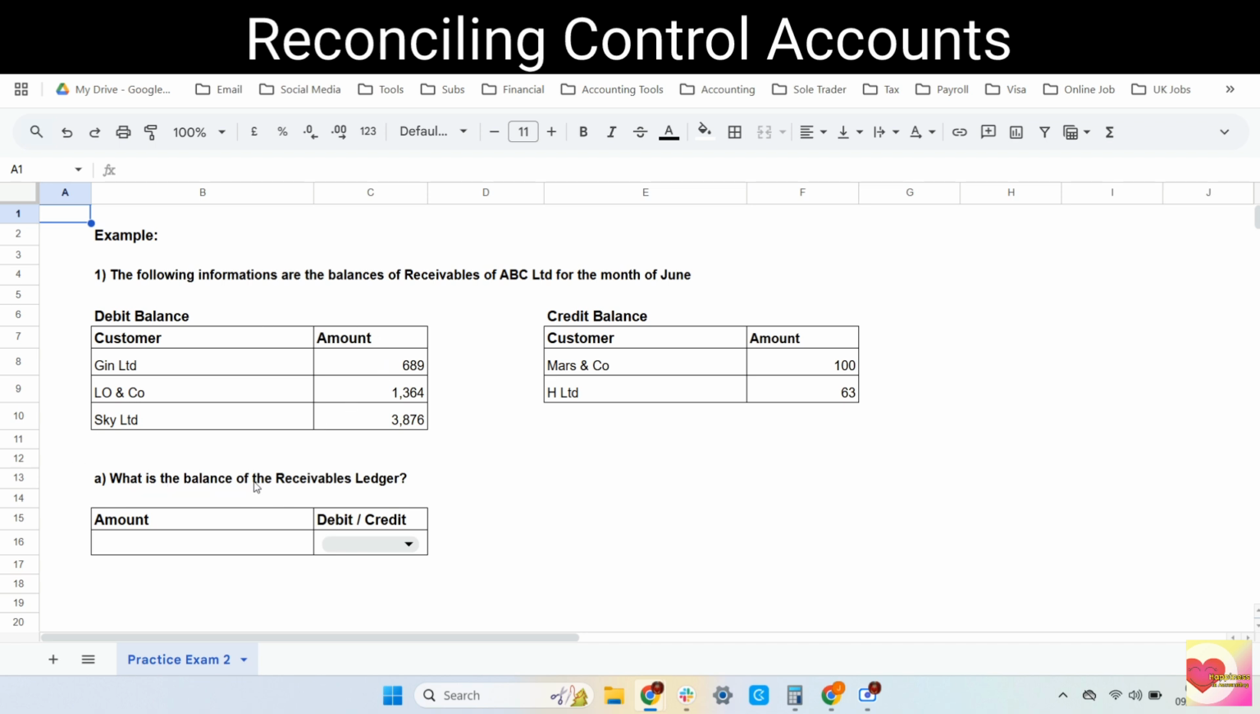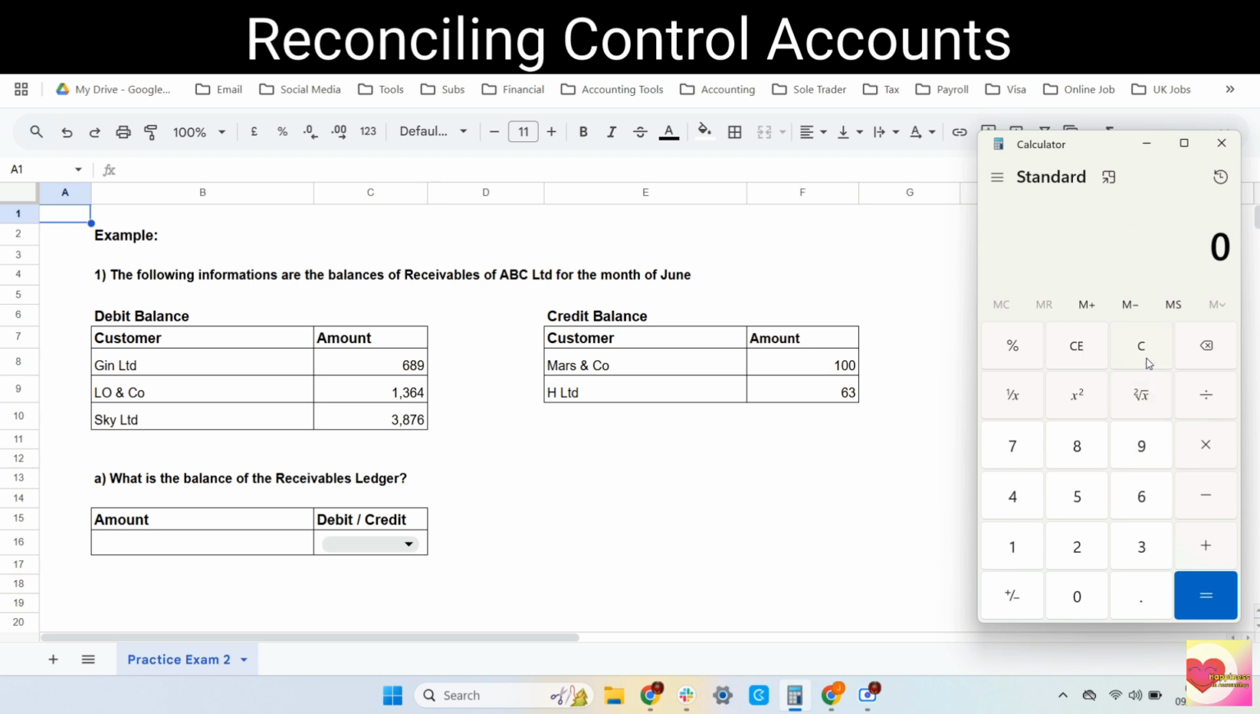Letter A, what is the balance of the receivables ledger? It means we have to get the totals of all the individual customer accounts. Before we calculate, let's pay attention to whether these balances are debit balances or credit balances. The debit balances are positive balances, while the credit balances are negative balances. Now let's add all the debit balances and deduct all the credit balances.